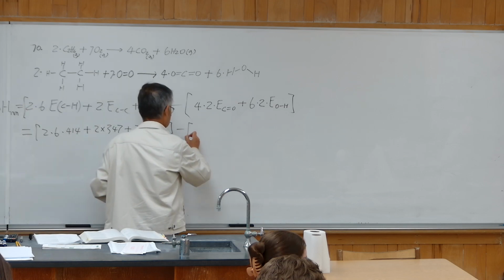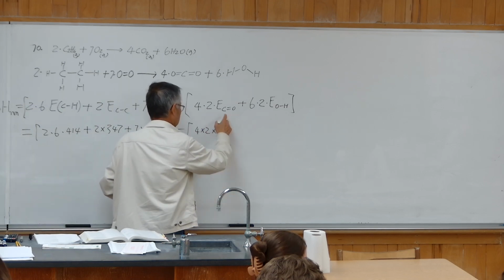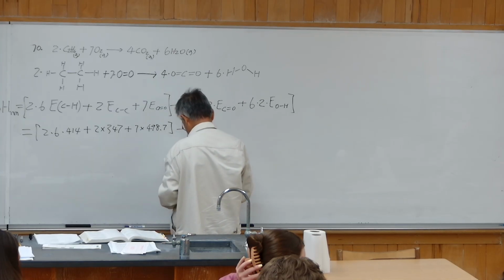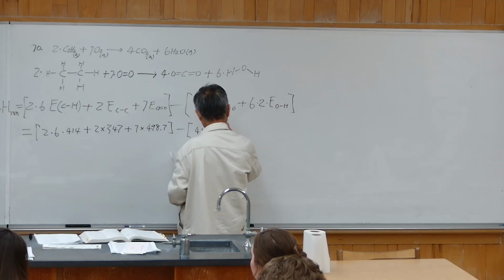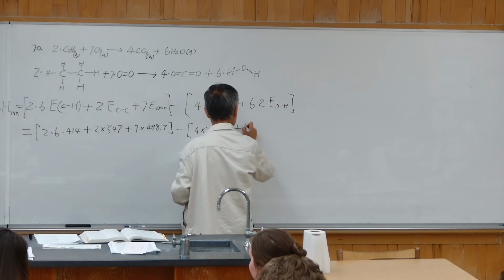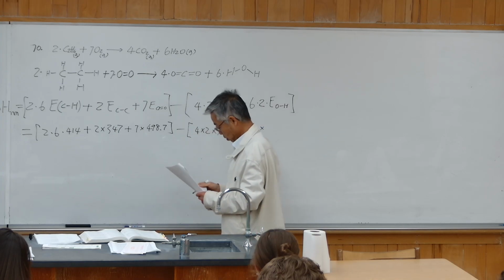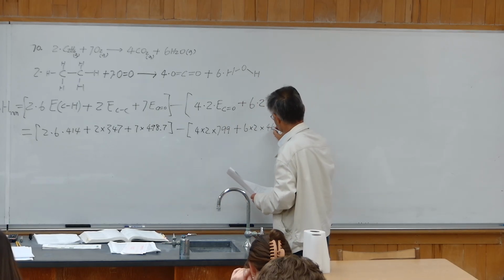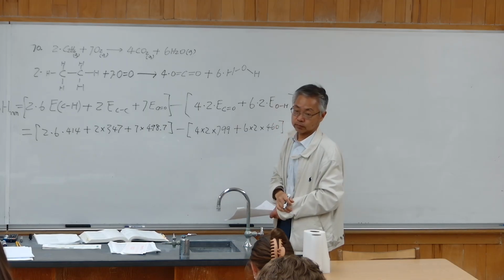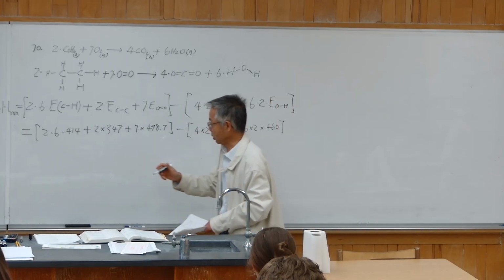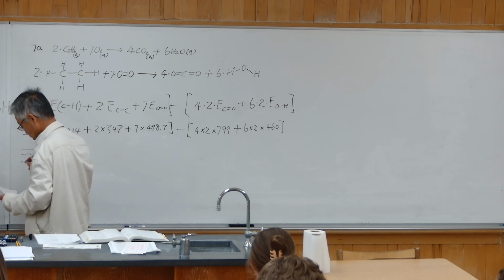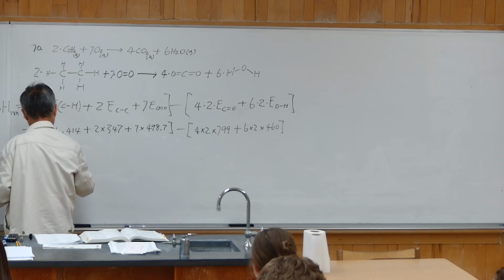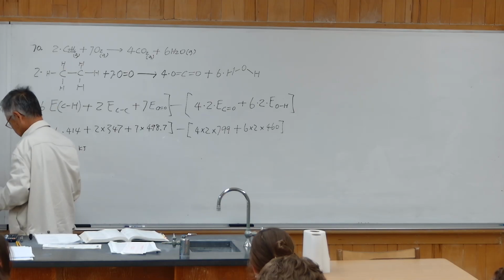Then the carbon-oxygen double bond in carbon dioxide, the bond energy is 799. The oxygen-hydrogen single bond from water is 460. Then the rest is just the final answer. Use your calculator. You can get the answer, negative 2759.4. The unit is kilojoules.